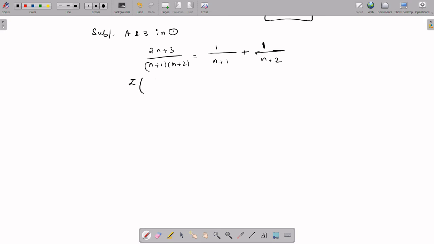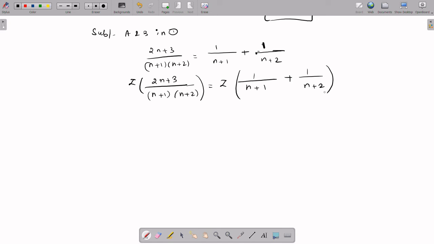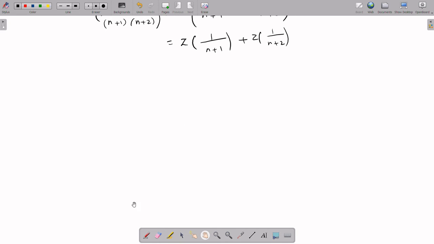Z transform of (2n + 3) / ((n + 1)(n + 2)) is equal to Z transform of 1/(n + 1) plus 1/(n + 2). Since the Z transform is linear, we take the Z transform inside: Z transform of 1/(n + 1) plus Z transform of 1/(n + 2). Next we have to apply the definition here.